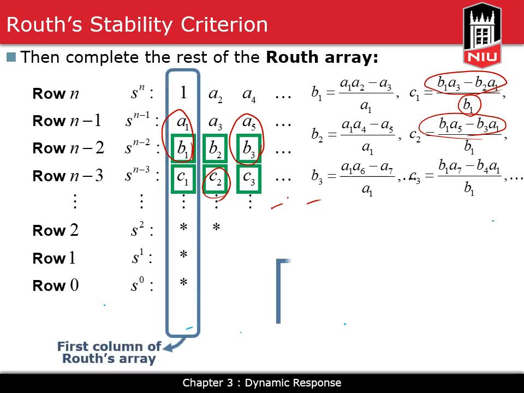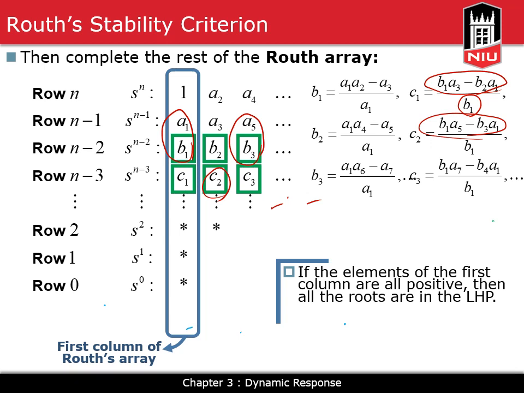After we complete the table, we only need to look at the first column. However, it's not possible to just find the values of the first column, because the terms in the next rows will depend on all the terms in the rows above. So we have to complete the entire table to be able to look at all the terms in the first column. After we complete the table, look at all the terms in the first column. If they all have the same sign, that means all the poles are in the left half plane, which means the system is stable. If there is even one term that has an opposite sign, one negative term and the rest are positive, that means the system is unstable.